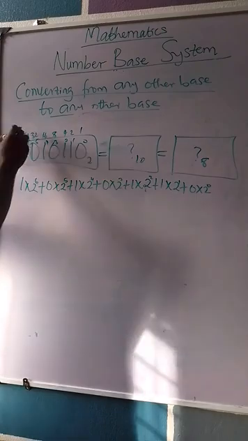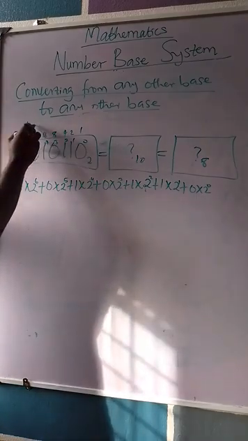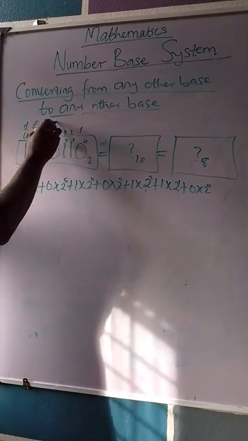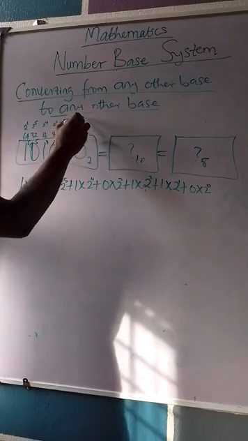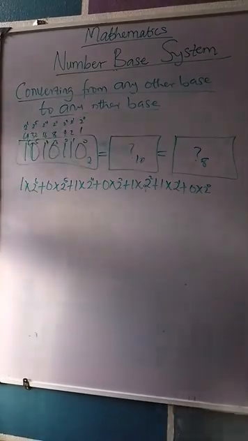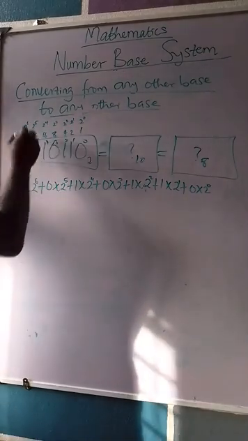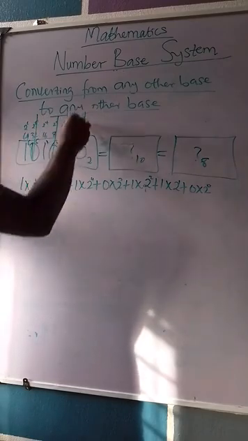Look, this is 2 raised to the power 6, 2 raised to the power 5, 2 raised to the power 4, 2 raised to the power 3, 2 raised to the power 2, 2 raised to the power 1, 2 raised to the power 0. You can just do something like this. You simply note that anyone that has 0 is off.